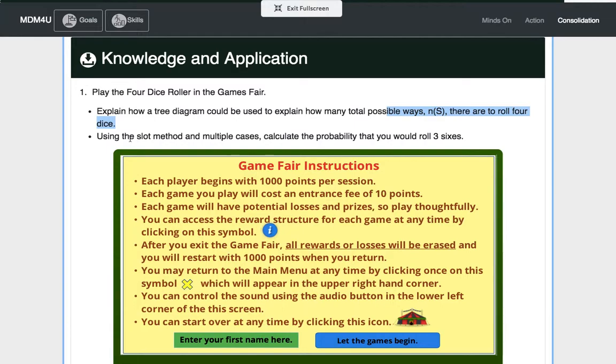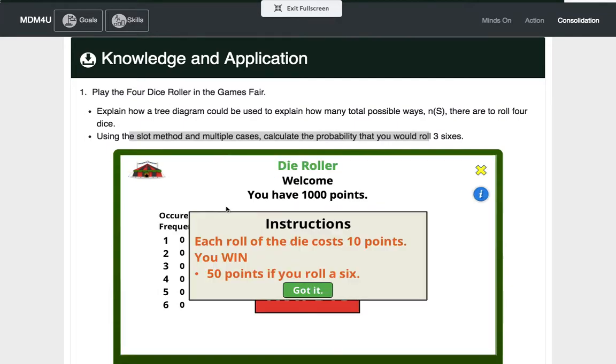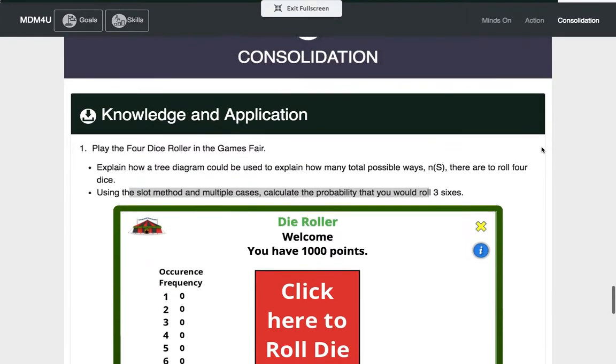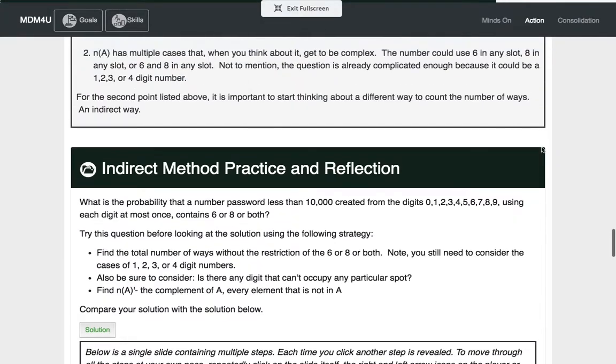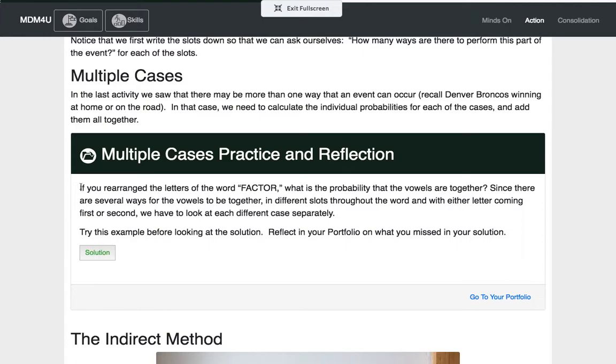Okay, so using the slot method in multiple cases, calculate the probability that you would roll 3 sixes. Okay, so what you need to do is, this is very similar to the factor question up here. And the factor question is right here. It says if you rearrange the letters of the word factor, what is the probability that the vowels are together?